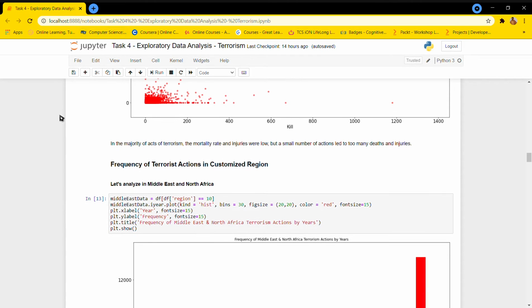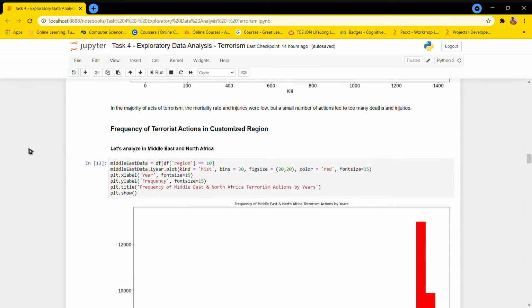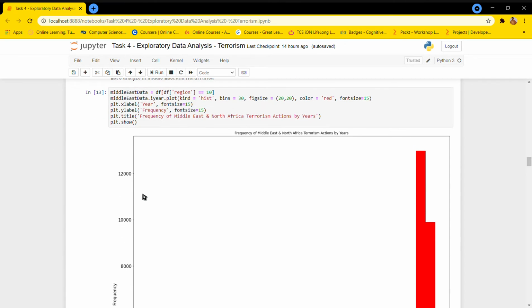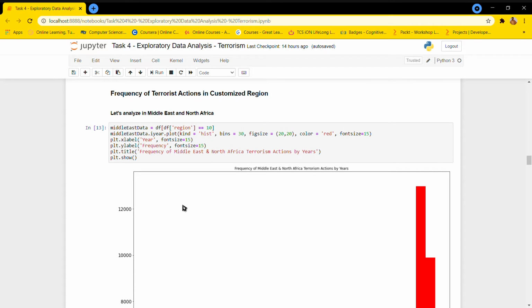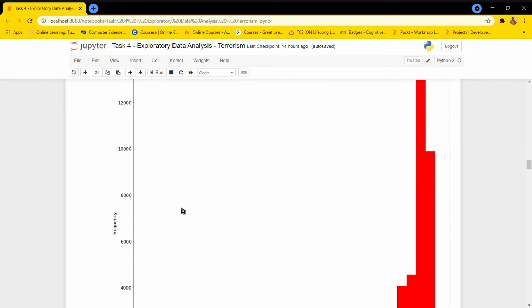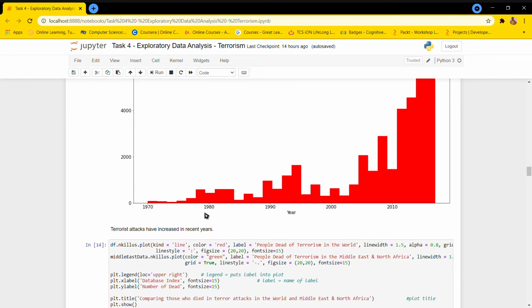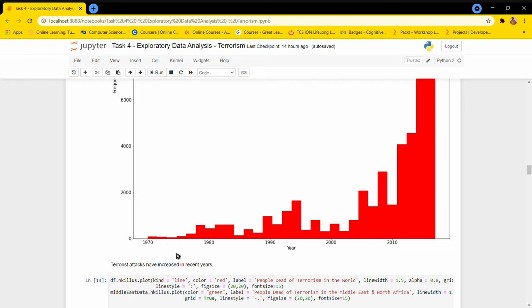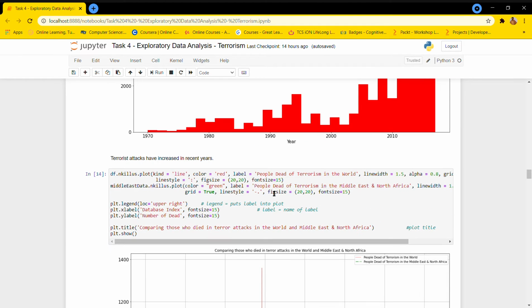Then, the frequency of terrorist action in a customized region. I had told you already that we have created clusters above, and right now we are going to use those regions. So, firstly, let's analyze the Middle East and North Africa. I got the data of the Middle East and North Africa with the help of pandas. Then I started plotting a graph. So here, this is the graph. Terrorist attacks have increased in recent years. As you can see, the bar graph is going upwards.